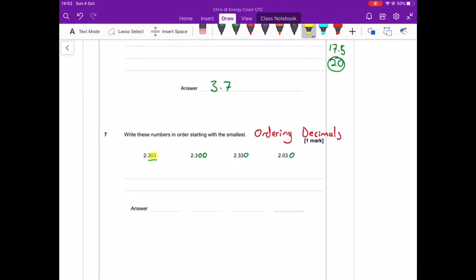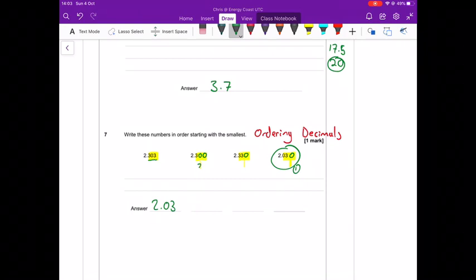Now we're just going to look at these last 3 numbers, okay? I'm just going to highlight them all first. So the first number, they all start with 2, so I can ignore that. 303. And then the second one, 300, and then 330, and then just 30, okay? So the smallest number is this one, okay? So it's 2.03, because that just has 30 at the end of it, okay?